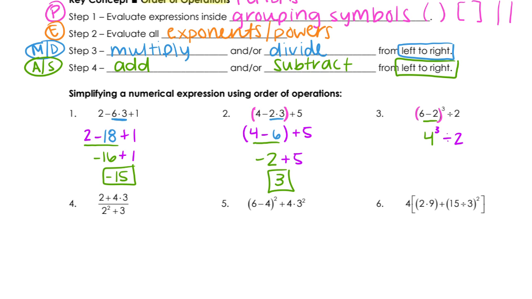So now we're going to do our exponent here. So 4 to the third power is not 12. It is not 4 times 3. It's 4 times itself 3 times. So it's 4 times 4 is 16 times one more 4 would be 64. And then I'm going to bring down that divide by 2. And then we're going to divide at this point. That is the last operation to do here. So then 64 divided by 2 would give me 32.